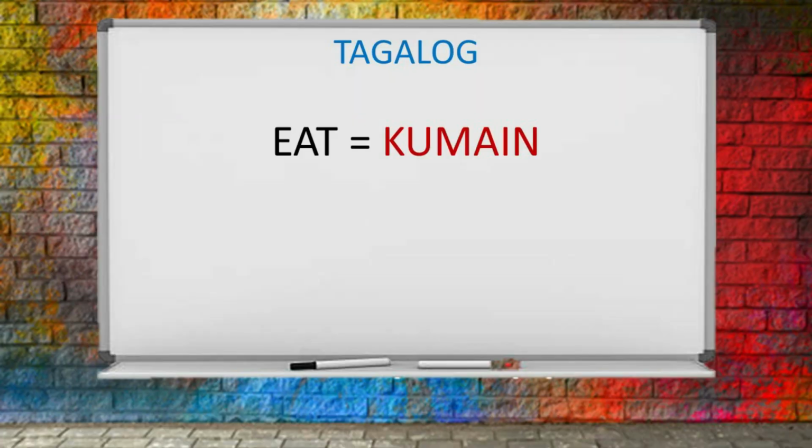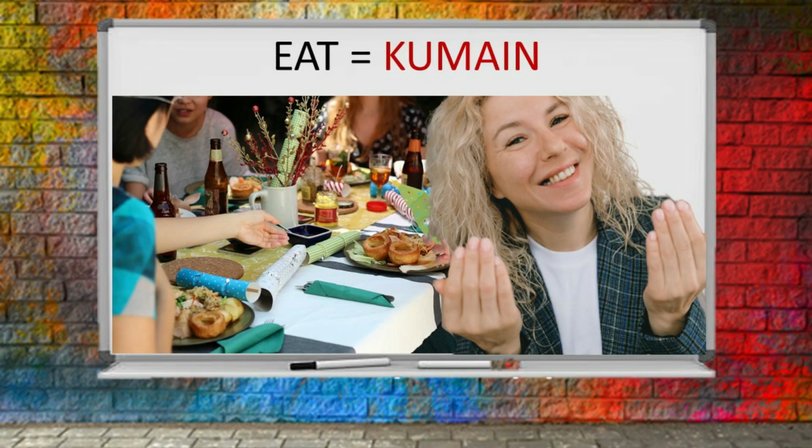Let's take a look at the word eat. We had water, now let's eat, and that is kumain. Kumain sounds like come in, like my Italian grandmother might say, come in and eat now. It's a nice. Kumain, to eat now.